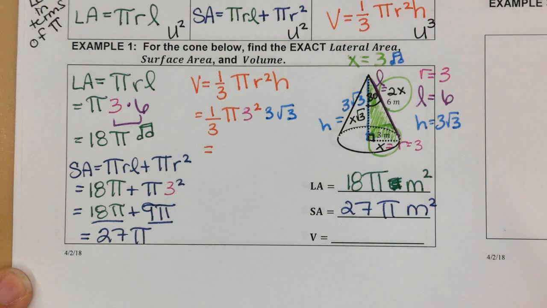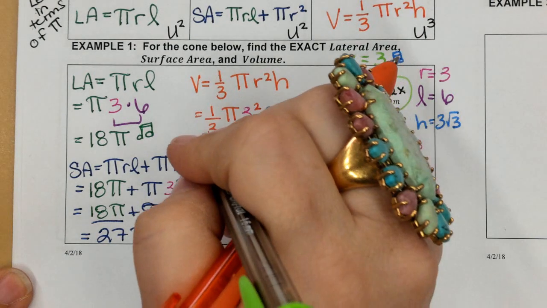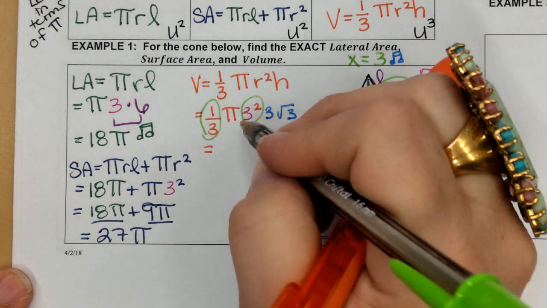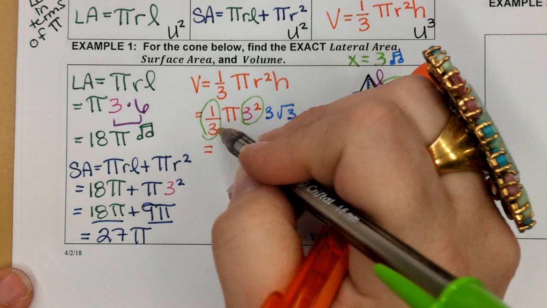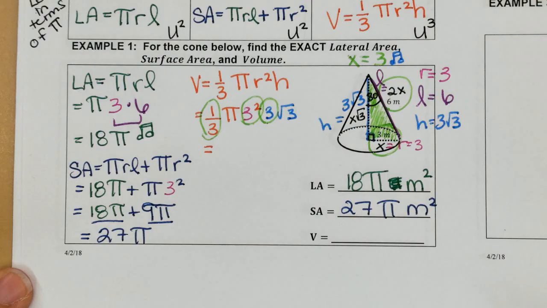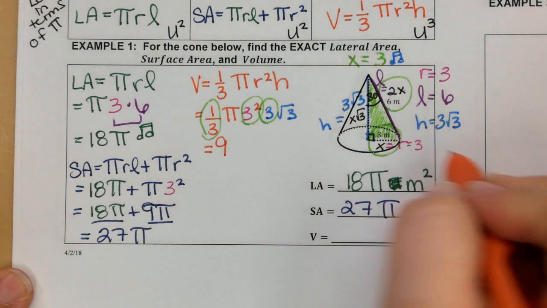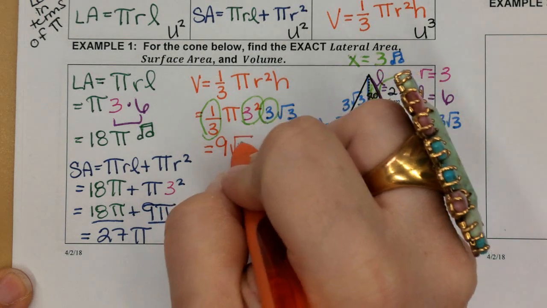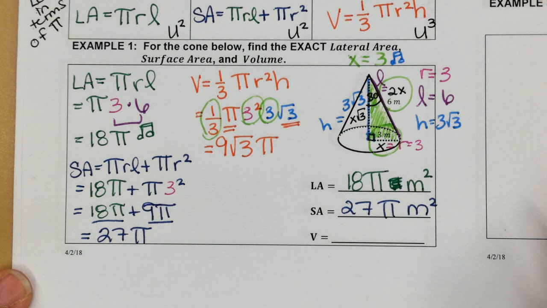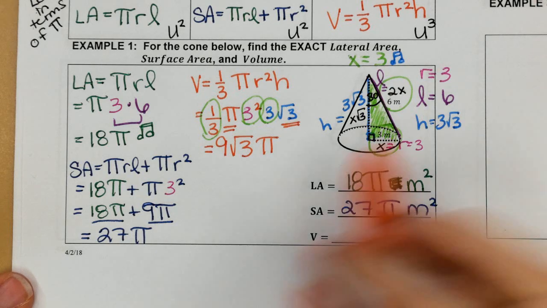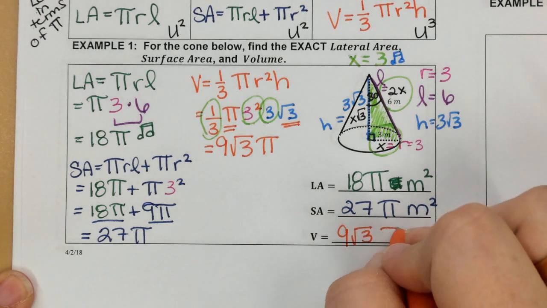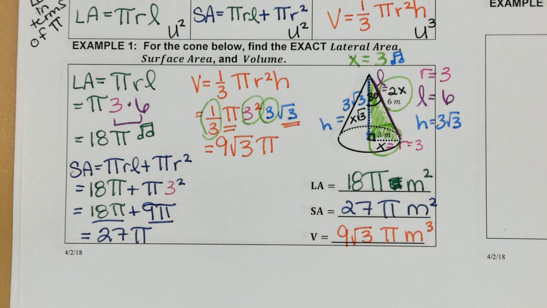So simplifying some of this down, we are doing all of the numbers. So 1/3 of 3 squared. 3 squared is 9. 1/3 of 9 is 3. But I also have this 3 here, so we end up with 9 square root of 3 pi. They're all being multiplied together, so they just combine together to make 9 square root of 3 pi meters cubed.